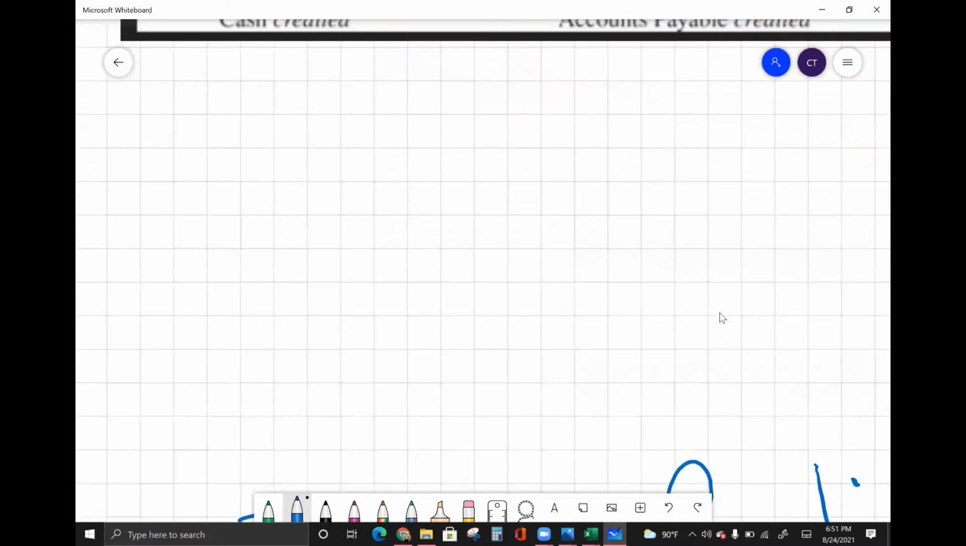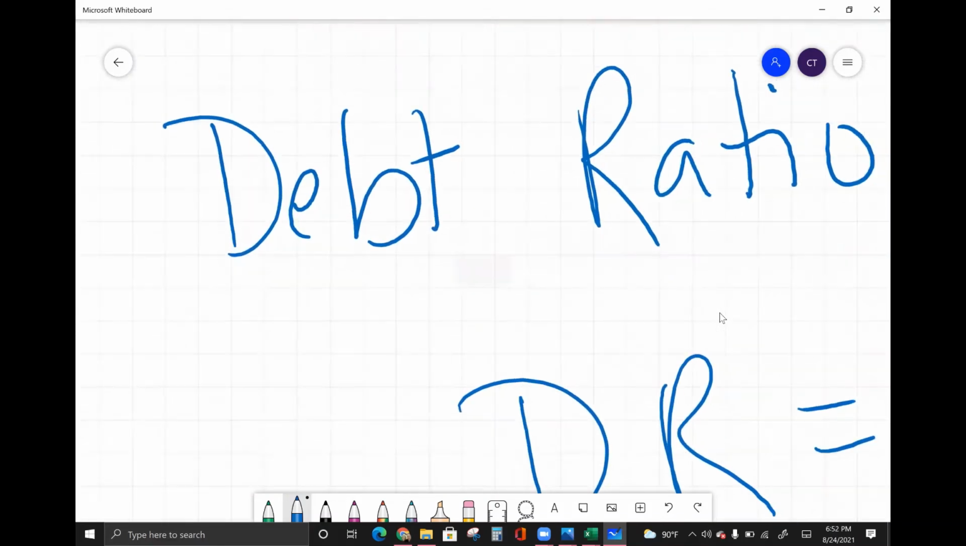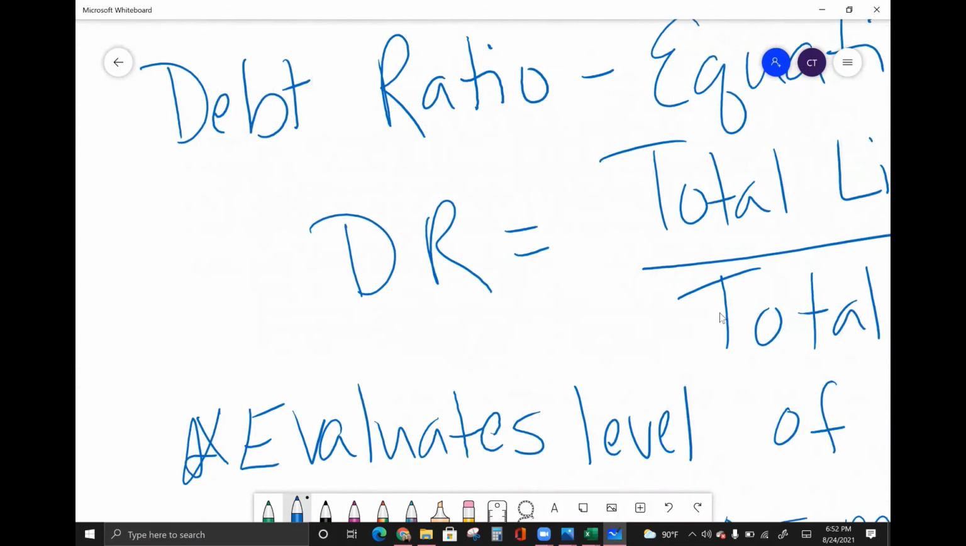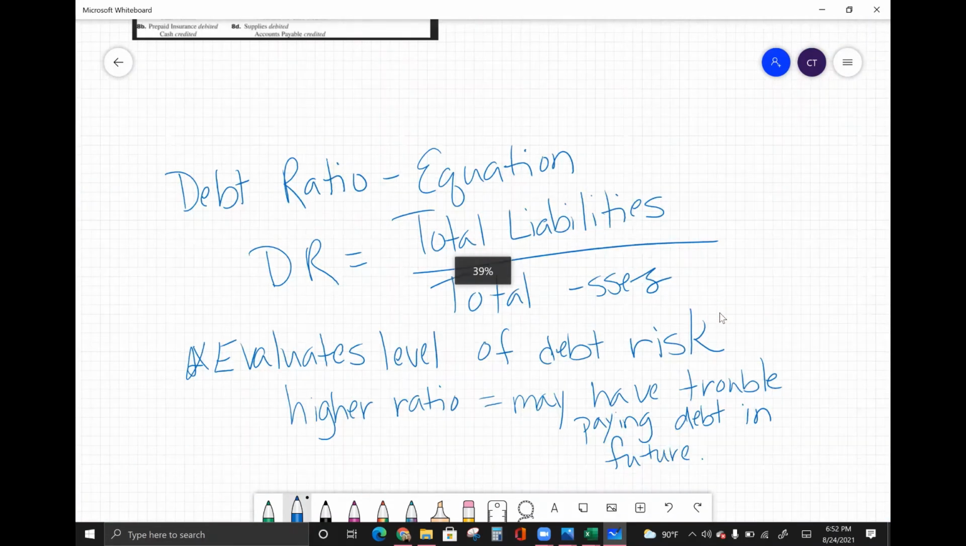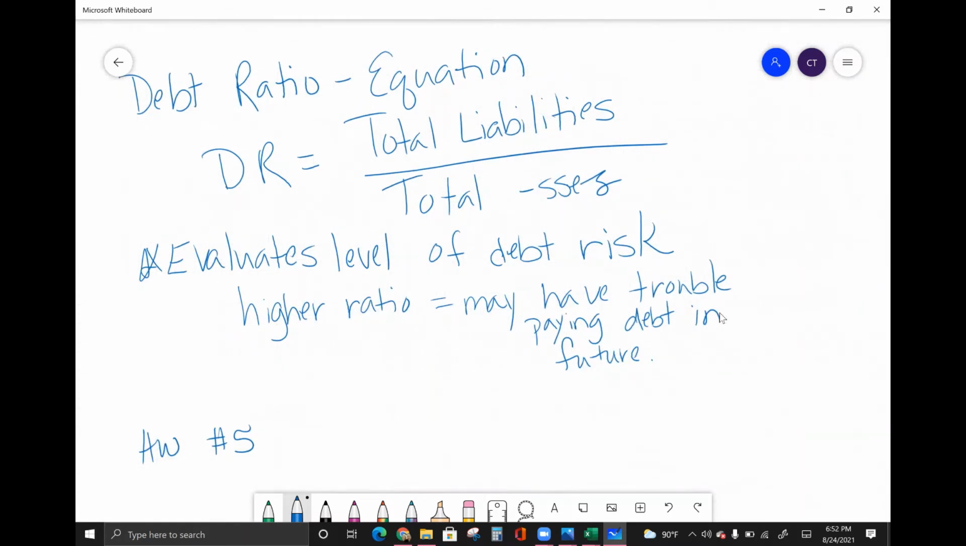Okay, and then we have the debt ratio. This is our formula for today. So the debt ratio equation is total liabilities over total assets. Okay, so you want to know what that is. You'll have to do a couple of those on the homework. So it evaluates the level of debt risk.